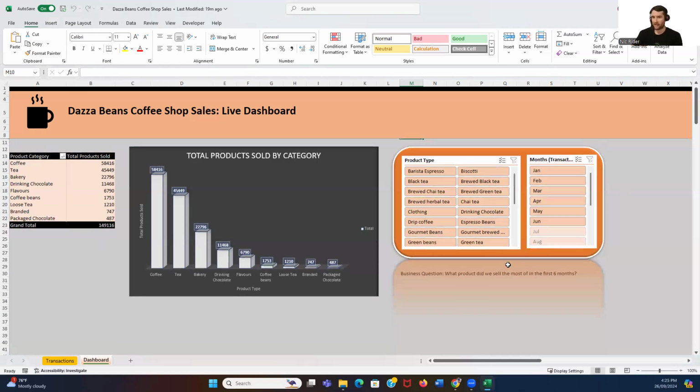Now, coming down here gives me a couple of different business questions. The first one is, what product did we sell the most of in the first 6 months? He just wants the total quantity of a particular product category that he sold in the first 6 months. So straight away, coming over here, I can see that he sold 58,416 coffees in that 6 month period across his 3 stores.